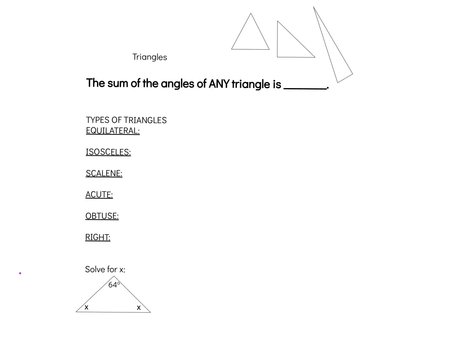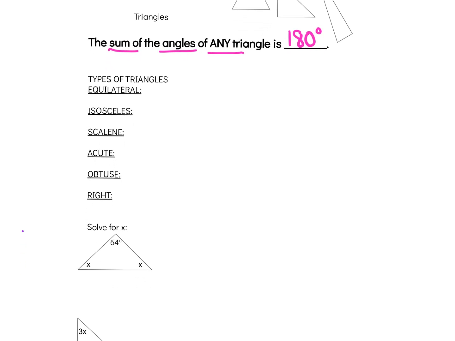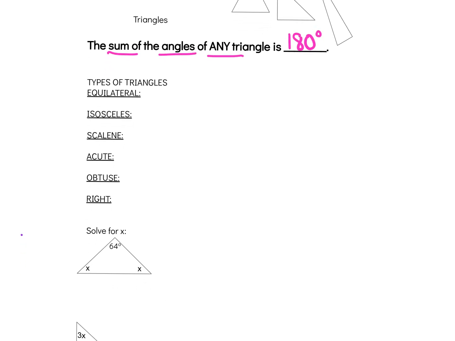In this lesson, we're going to talk about triangles, different types of triangles, and how to find missing angles of triangles. So the first thing that's the most important to understand about any triangle: the sum of the angles of any triangle is always going to be 180 degrees. Let's talk about some different types of triangles.